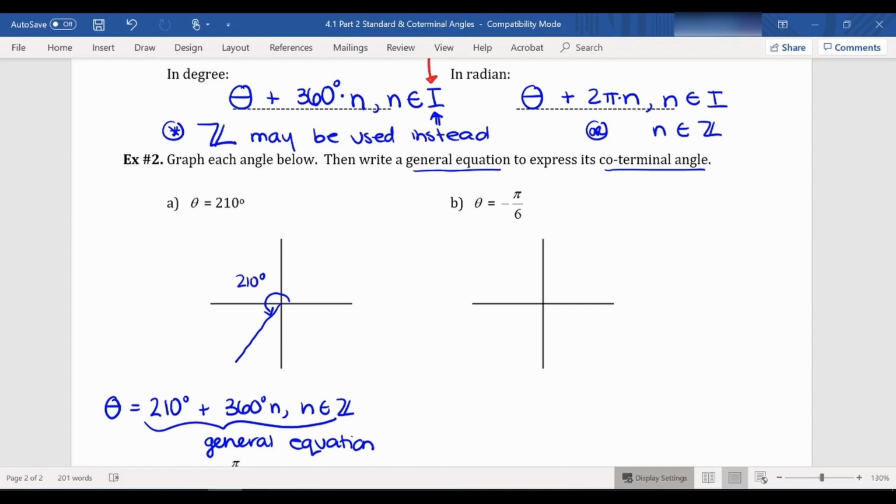Negative pi over 6, this means we are going clockwise. Remember, pi over 6 was 30 degrees, so we're not traveling very far. So we're traveling in this direction clockwise. We're not even making it to our next axis line. Okay, that's it, 30 degrees in the negative direction. And our general equation would be negative pi over 6 plus 2 pi n, because our angle is not in degrees, it's in radians. And n is an integer.